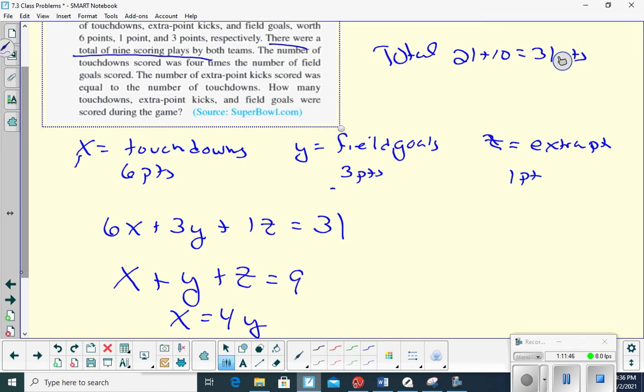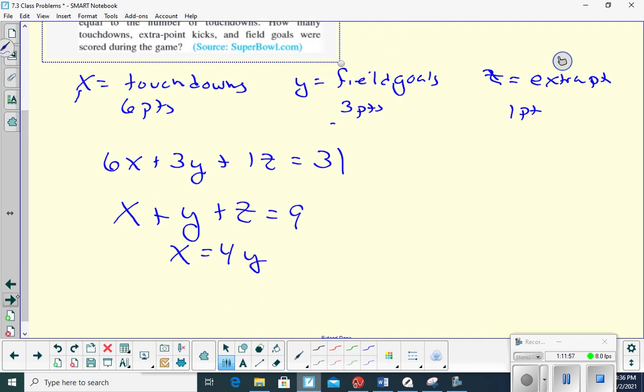Now I could stop there because I have my 3 equations, 3 unknowns, but I'm going to keep on reading. It says the number of extra points scored was equal to the number of touchdowns. So the number of touchdowns was equal to the number of extra points scored. So that's what I have. I only need 3. If you try and use 4, you're probably going to mess yourself up. So you're just going to pick which ones you want to use.